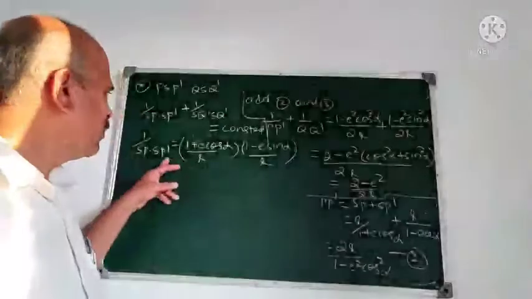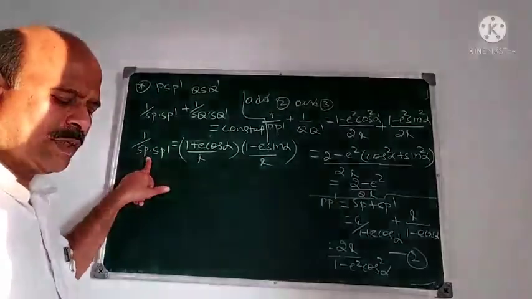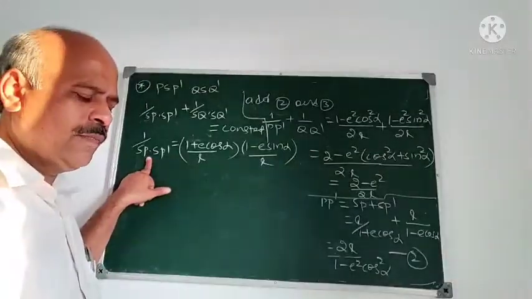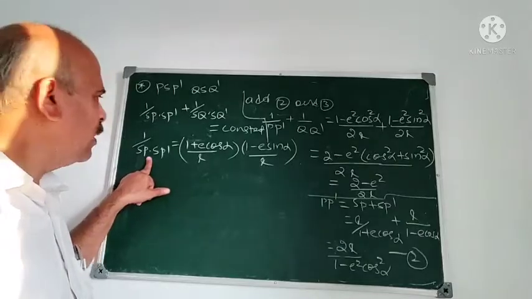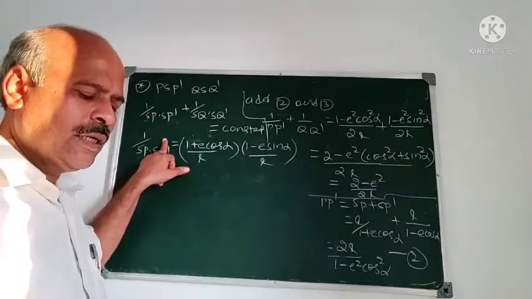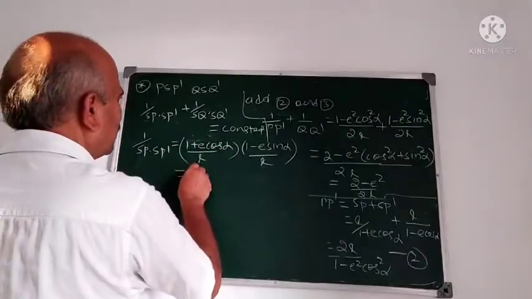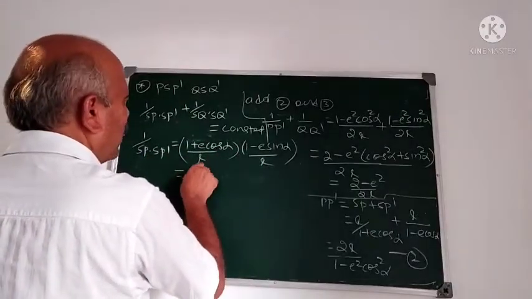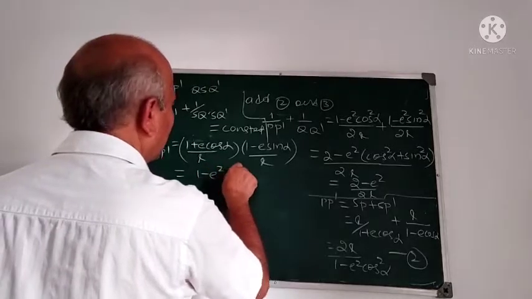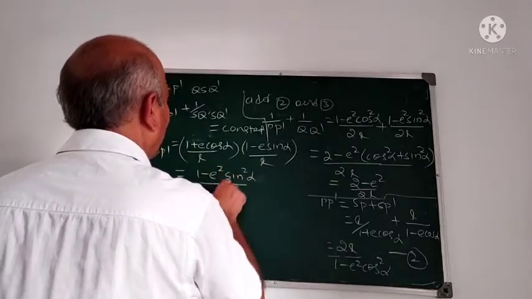Please refer to the previous problem. We have obtained 1 upon SP. 1 upon SP is 1 plus e cos alpha upon l. 1 upon SP dash is 1 minus e cos alpha upon l. Now multiply this. What do you get? 1 minus e square cos square alpha upon l square.